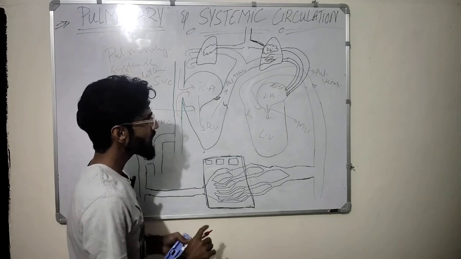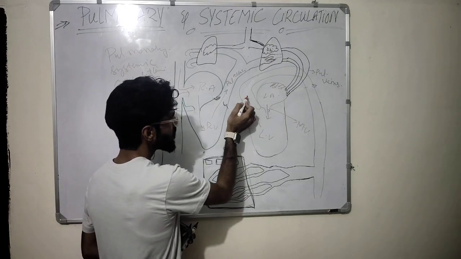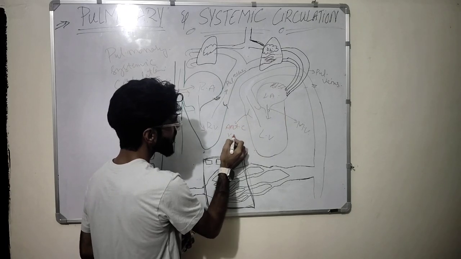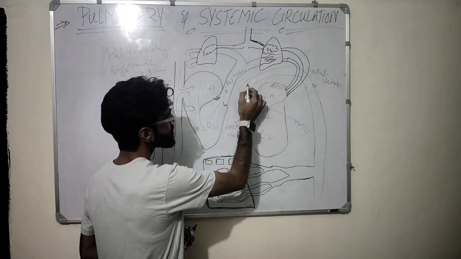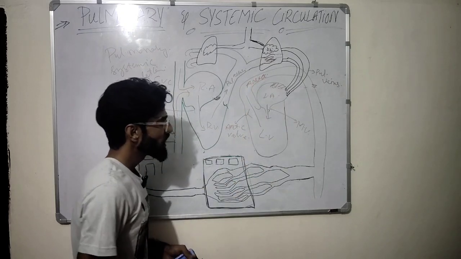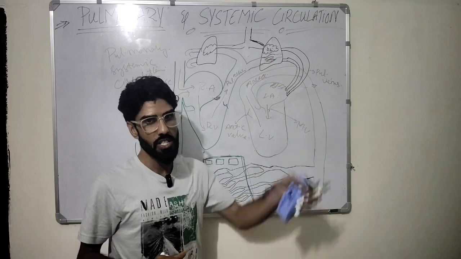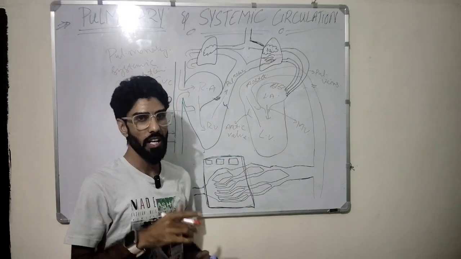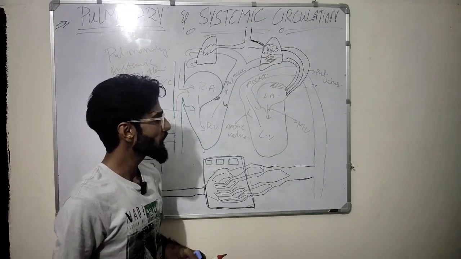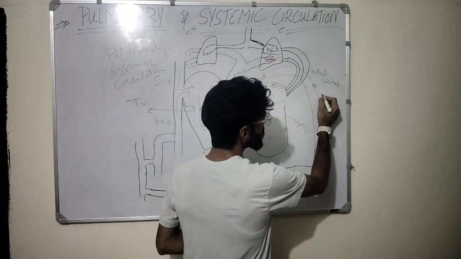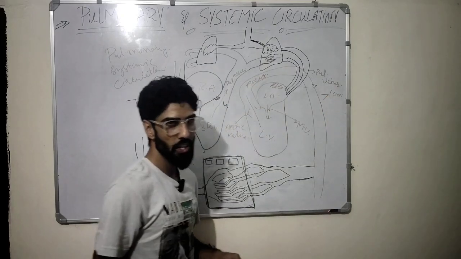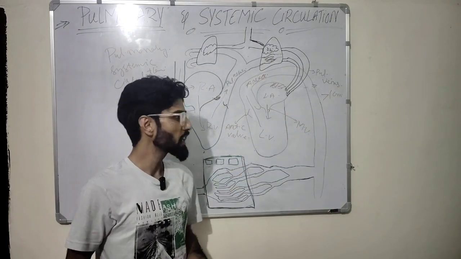Then from the left ventricle, blood will pass through the aortic valve into the aorta. The aorta is a large sized artery, also called an elastic artery. Why is this called a large sized artery or elastic artery? Because its diameter is more than 1 centimeter.